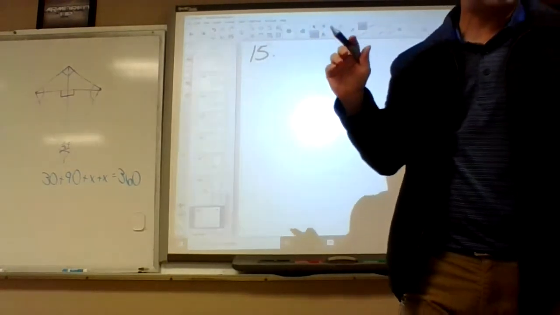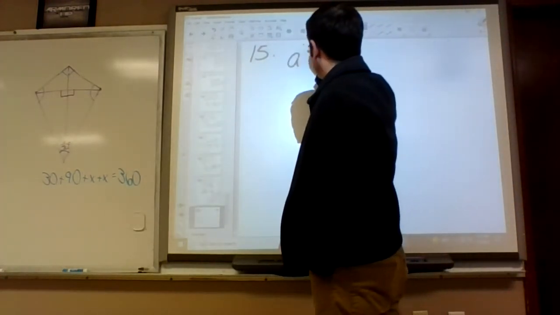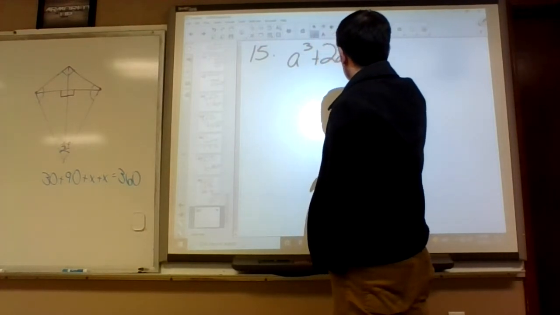A cubed plus 2A squared minus 4A minus 8. Oh, really? It's not the same thing as the other side.